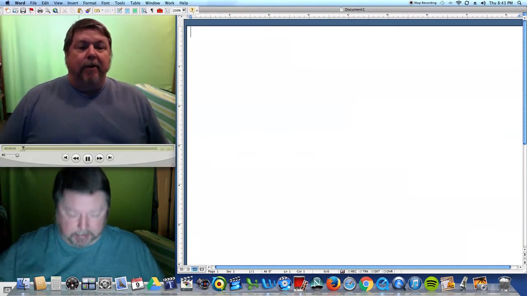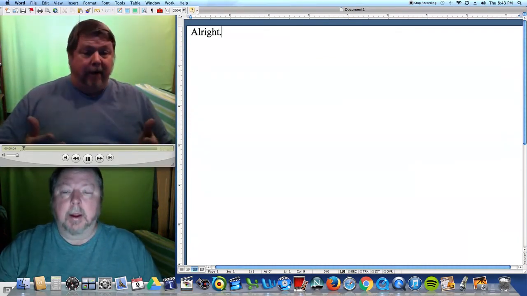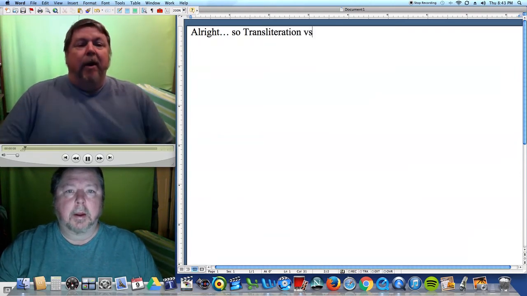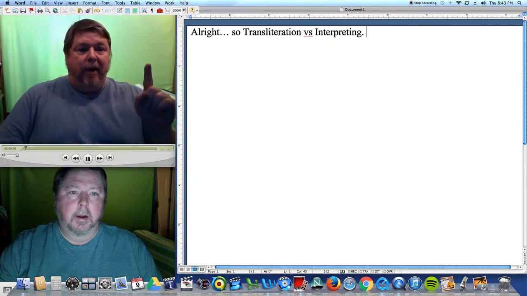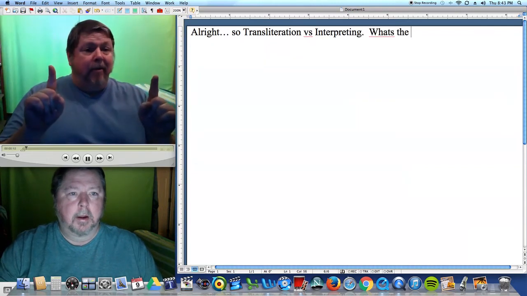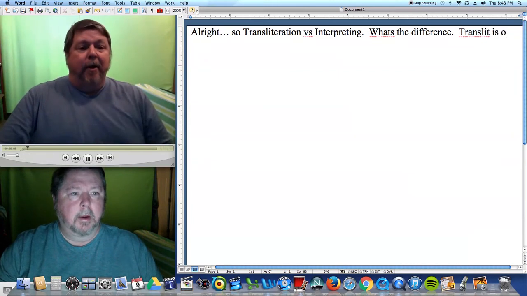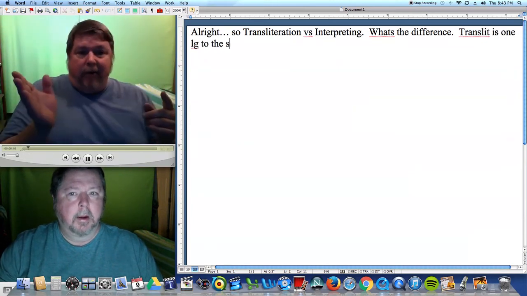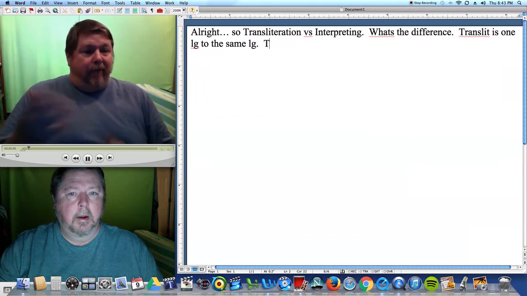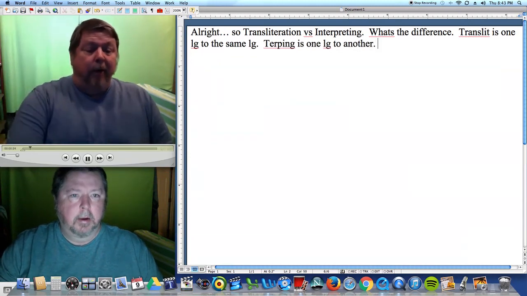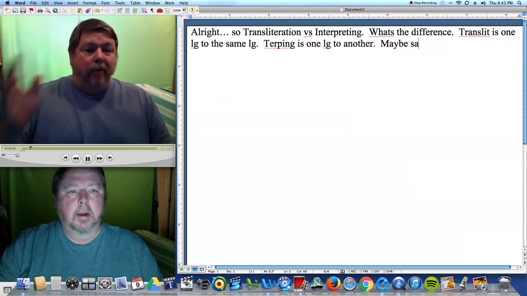Right, so transliteration versus interpreting. What's the difference? Transliteration is one language to the same language, but a different form. Interpreting is one language to another language, and it can be various forms. It could be a parallel form, spoken English to spoken Spanish.